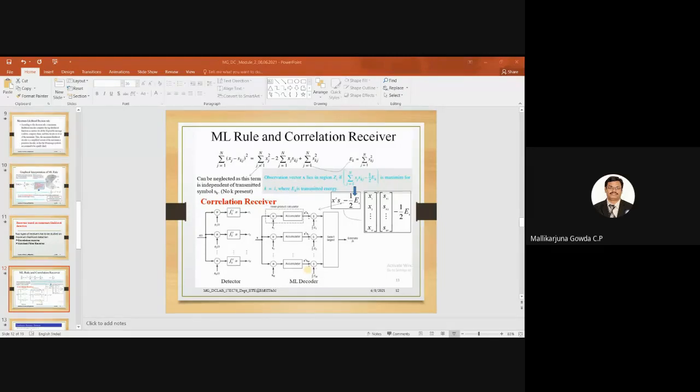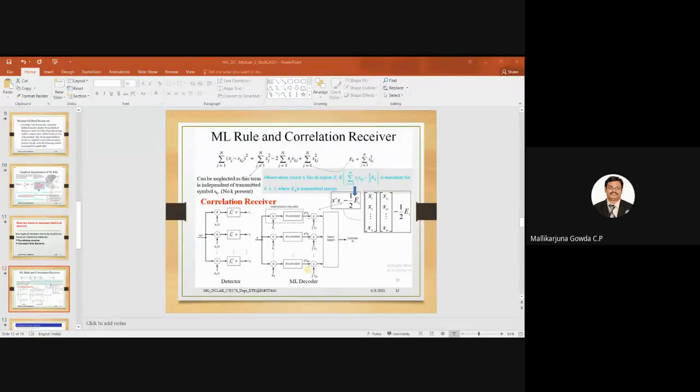That is, I rearranged this and I got this one: minus 1 by 2 ek plus summation j is 1 to n xj skj. So this is the inner product. What I said, this has to be maximum for k equal to i. So this is the other way of saying the decision rule.